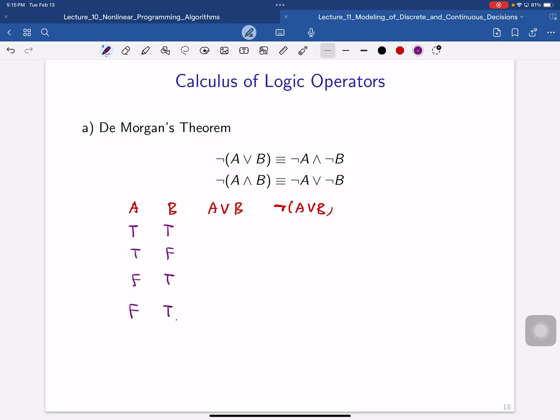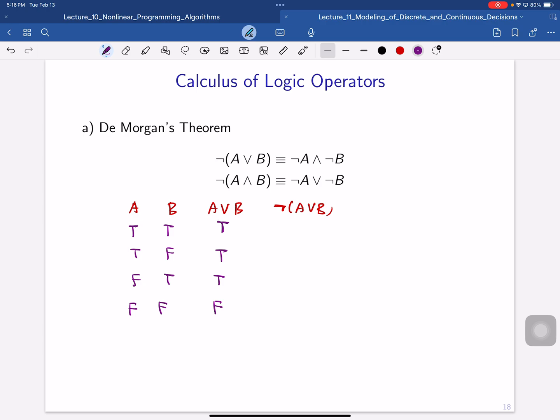Right? So that's what the values of A and B can take. Then A or B is true whenever A or B is true, right? So this will be true. Oh yeah, that's a mistake here. False, false. Okay, so that's a truth table for A or B.